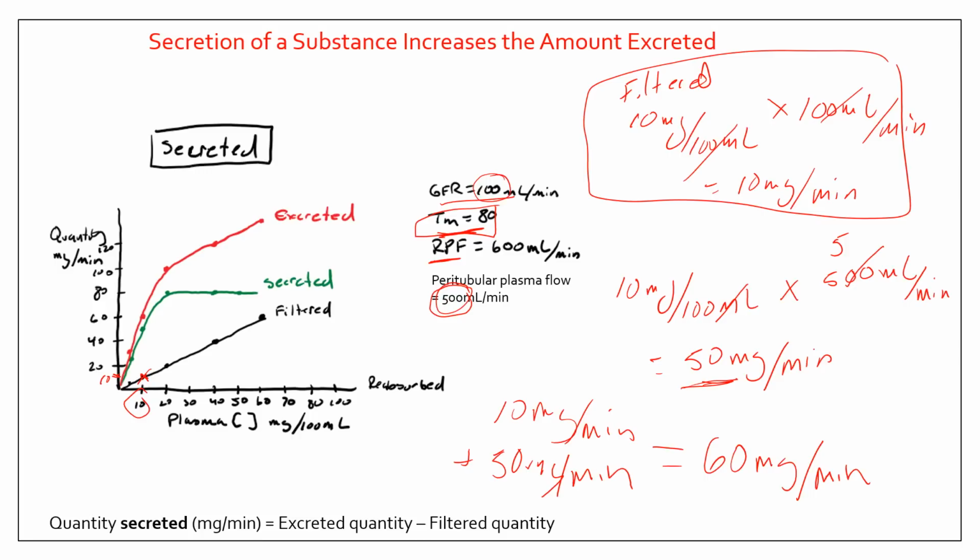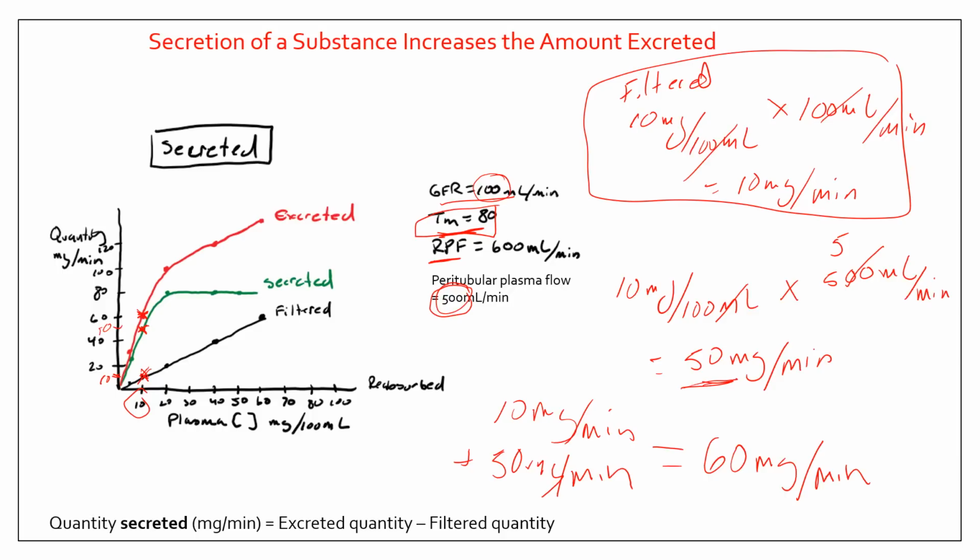So let's look back at the graph here. We calculated what was filtered, which was 10. How much was secreted was 50. So you see on the secreted, the green line here, that's 50. That's right at this point right here. So that's approximately 50. In total, how much is going to end up in the urine? Since none of this is going to get reabsorbed, 50 plus 10 is going to be 60. So that's where you see this dot right here on the secreted line is 60. So that's how much is getting excreted.